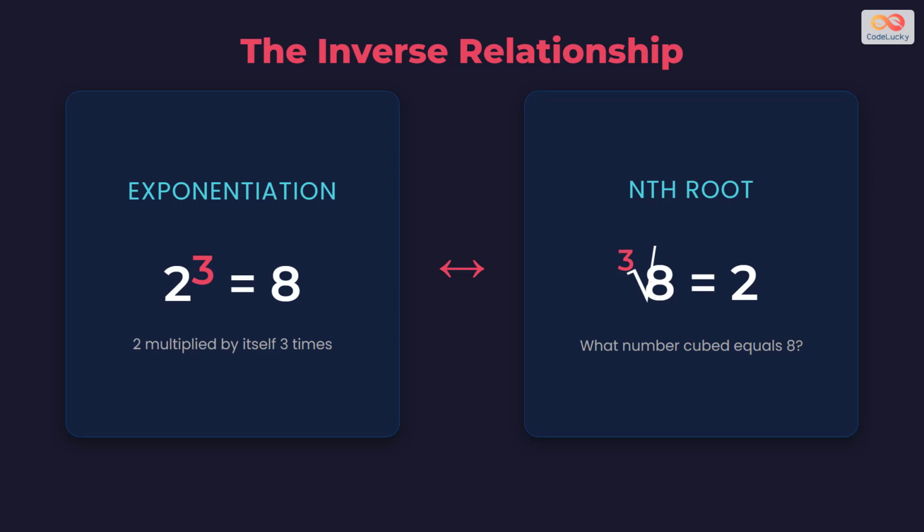Roots are fundamentally the inverse operation of exponents. If you take a number, say 2, and raise it to the power of 3, you get 8. The nth root asks the reverse question: what number, when multiplied by itself n times, equals the radicand? In this case, the cube root of 8 is 2.